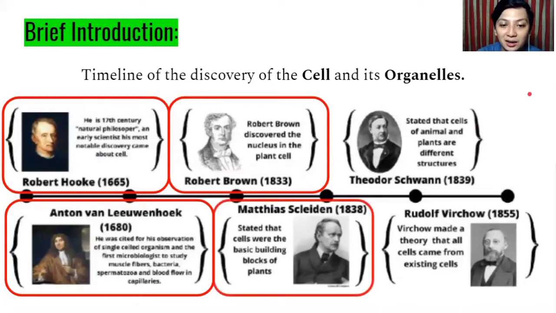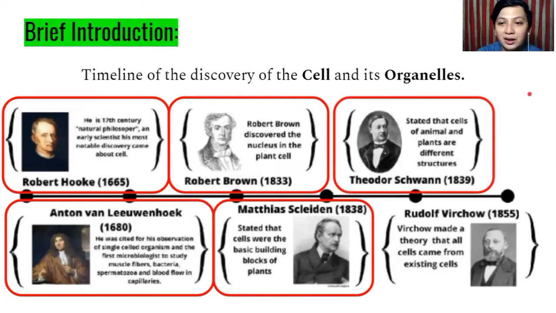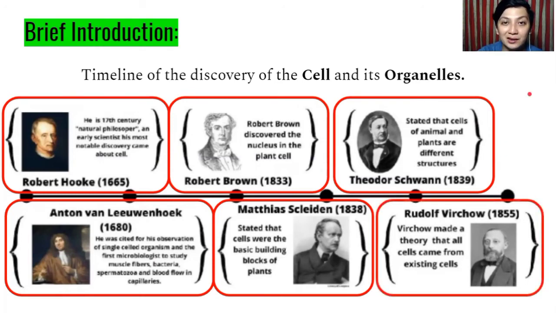Then, during 1838, in the time of Matthias Schleiden, he stated that cells were the basic building blocks of plants. So he had the idea that the building blocks of plants are cells. Right? Little by little there is development. Then, during 1839, by Theodor Schwann, he stated that cells of animals and plants are different structures. So there was differentiation when it comes to the physical structure of a plant cell and an animal cell. Then, during 1855, in the time of Rudolf Virchow, he made a theory that all cells came from existing cells. This is now the cell theory.